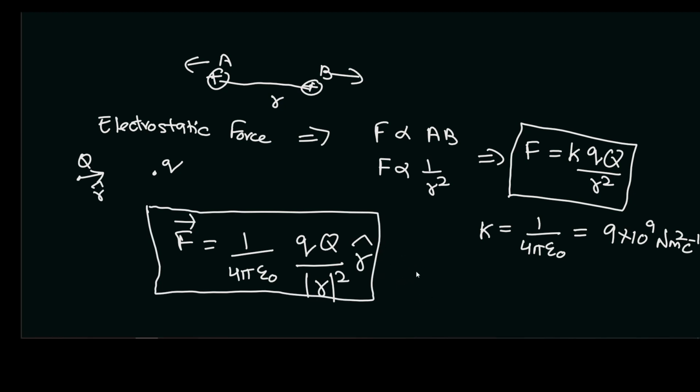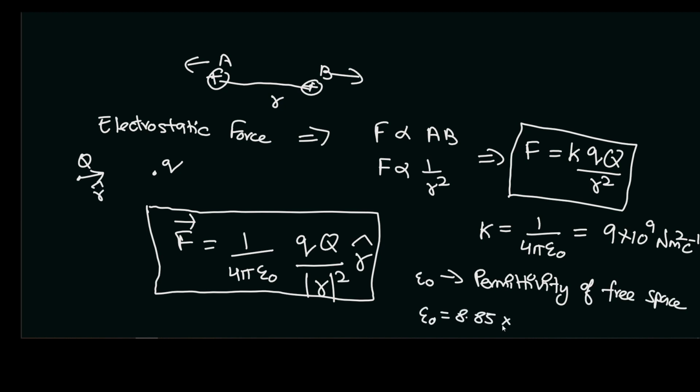Notice, epsilon naught is also a constant and it is called as permittivity of free space. Its value is equal to 8.85 into 10 to the power minus 12 Coulomb square per Newton meter square.